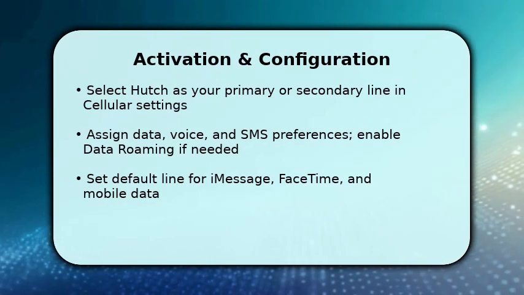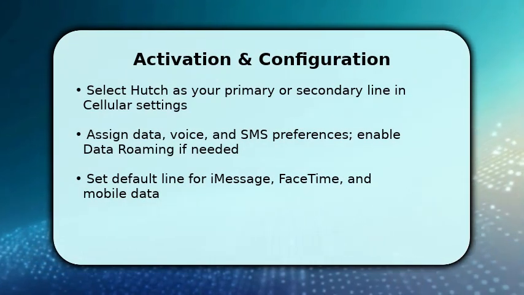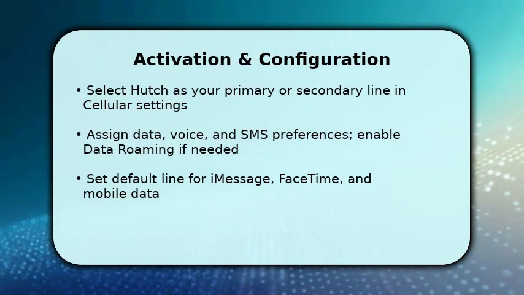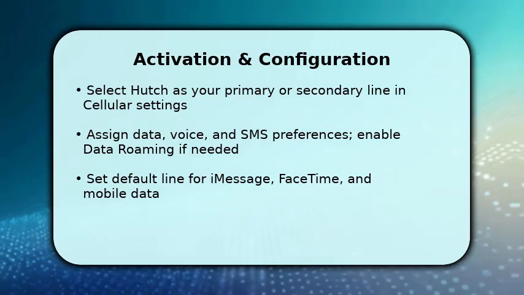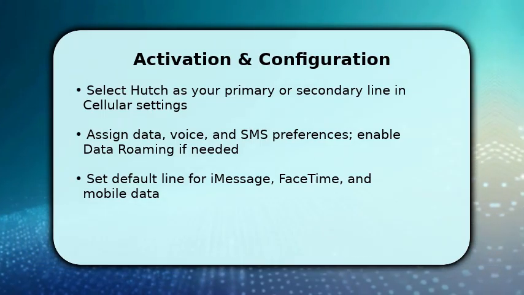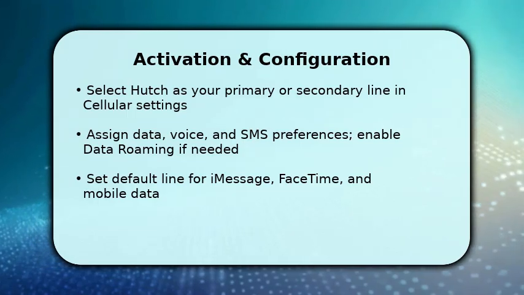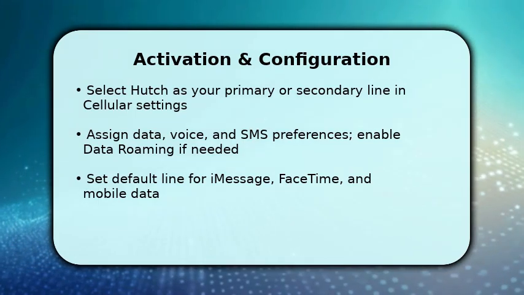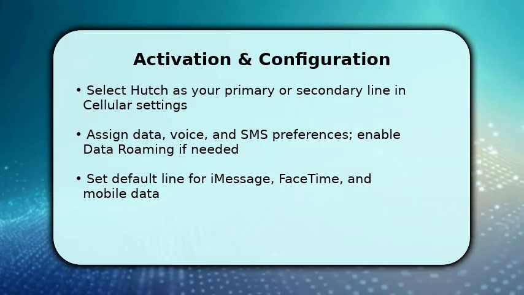After the profile installs, you must configure how you use Hutch. Open Cellular Settings, choose the Hutch plan, and enable it for voice, SMS, or data depending on your needs. If you keep another SIM, assign which line handles mobile data and which handles calls.